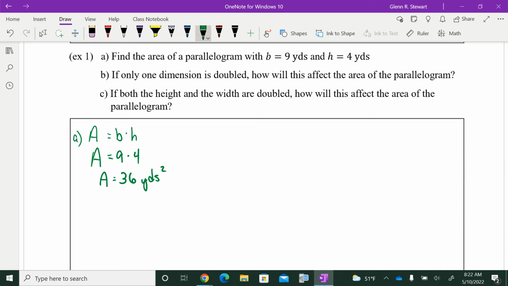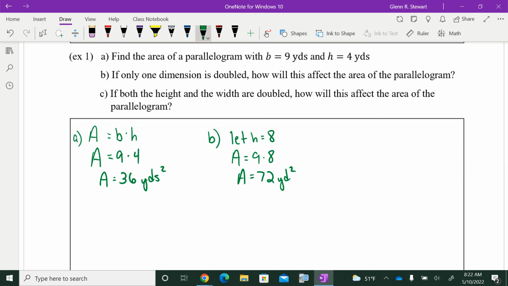Part B says if only one dimension is doubled, how will this affect the area of the parallelogram? So let's take a look at this. If one of these is doubled, maybe the h is doubled. Let's say let h equal 8 this time. So now we have 9 times 8, which is 72. What happened to that area? Connor? It also doubled. Yeah, it also doubled. So whenever we double one of the sides, it'll double the area of the entire thing.